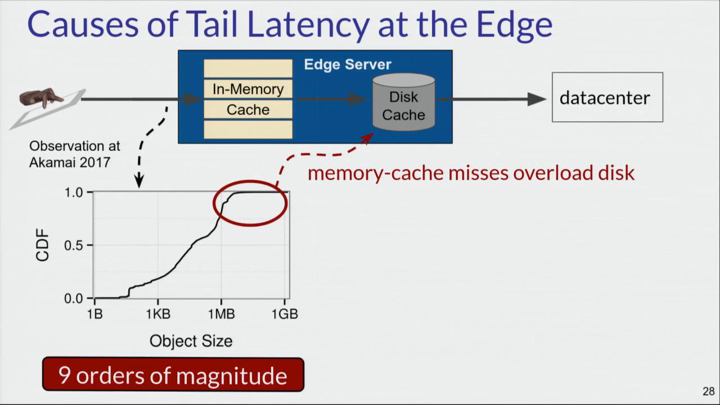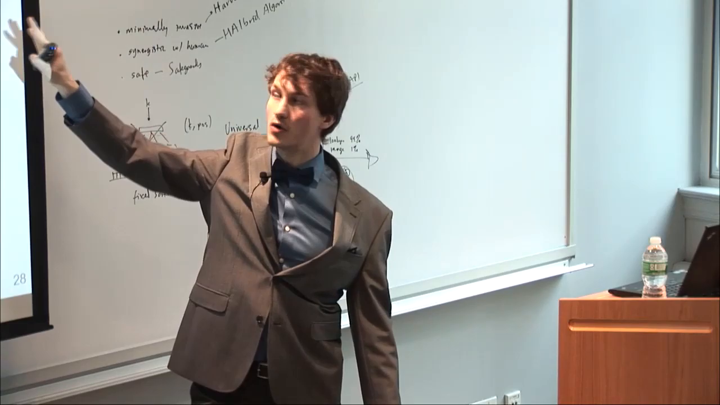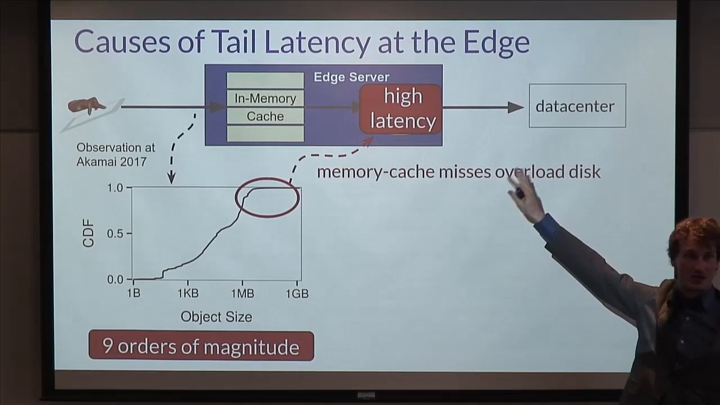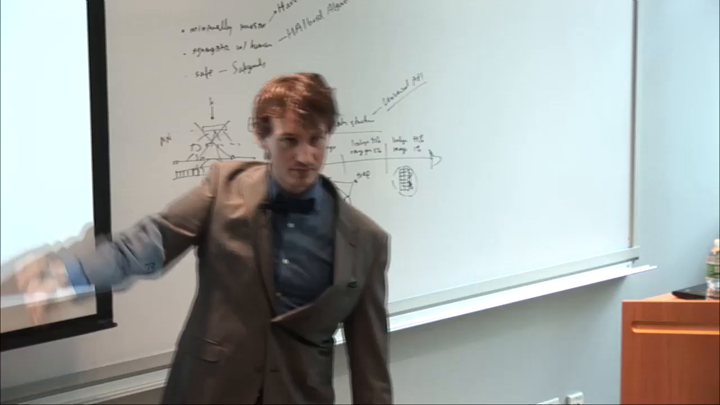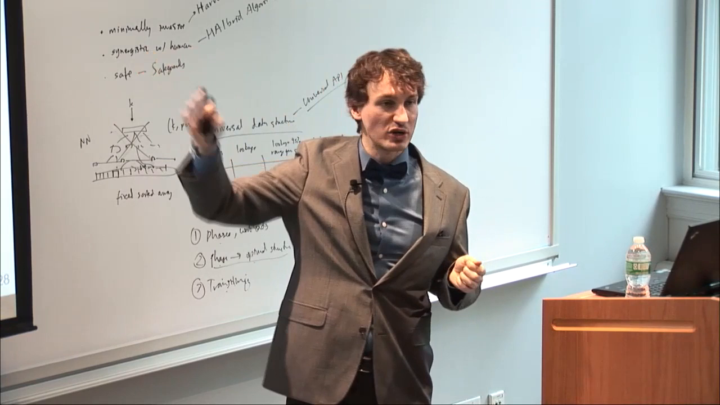And we observe at Akamai, at Wikipedia, we've done that again, at Facebook, we've done that again. That's a frequent cause of overloading the disks. And these disks now are actually the factor of introducing high latency. So we built that whole caching system to reduce latency, but now the caching system itself is a factor of introducing high latency. So what's the real problem here? The real problem here is this amount of variability. The in-memory cache is just too small, so to say, for this amount of variability.